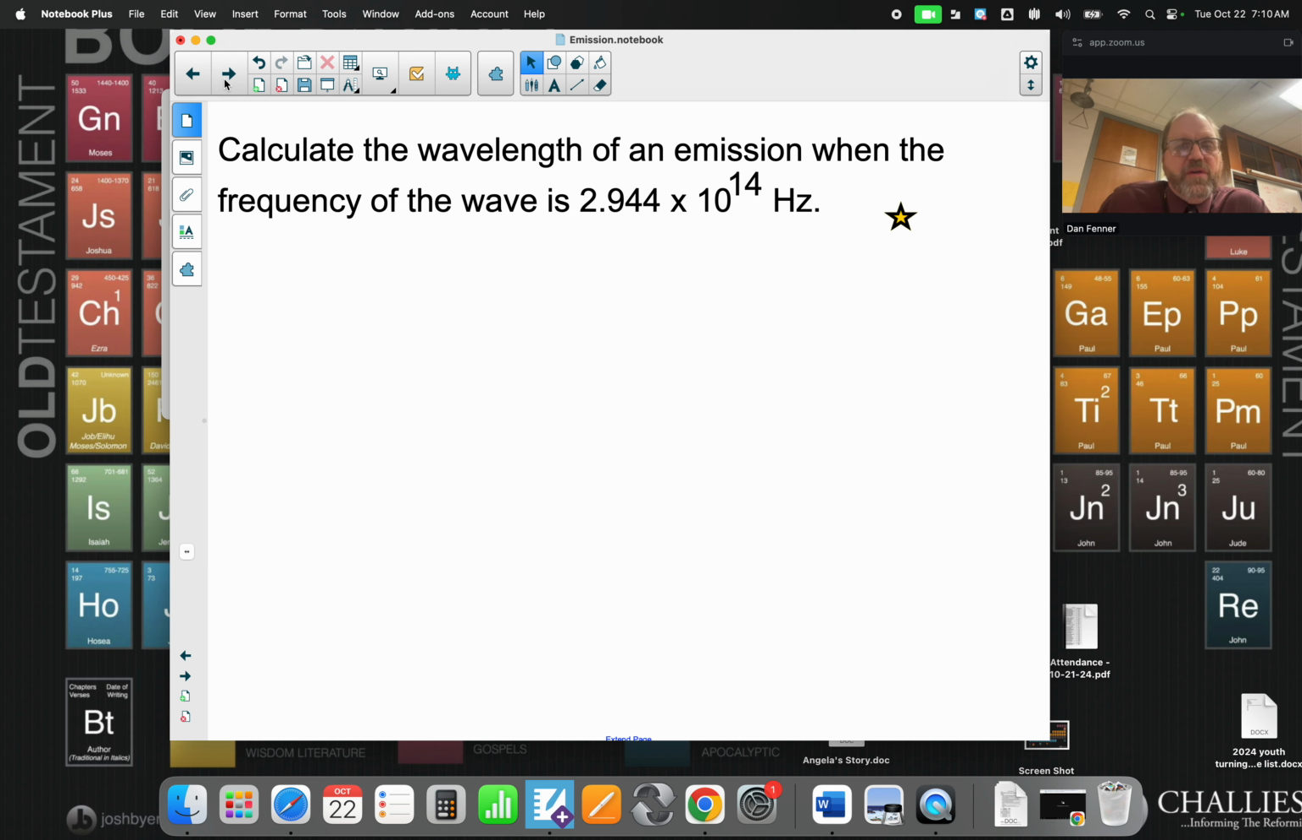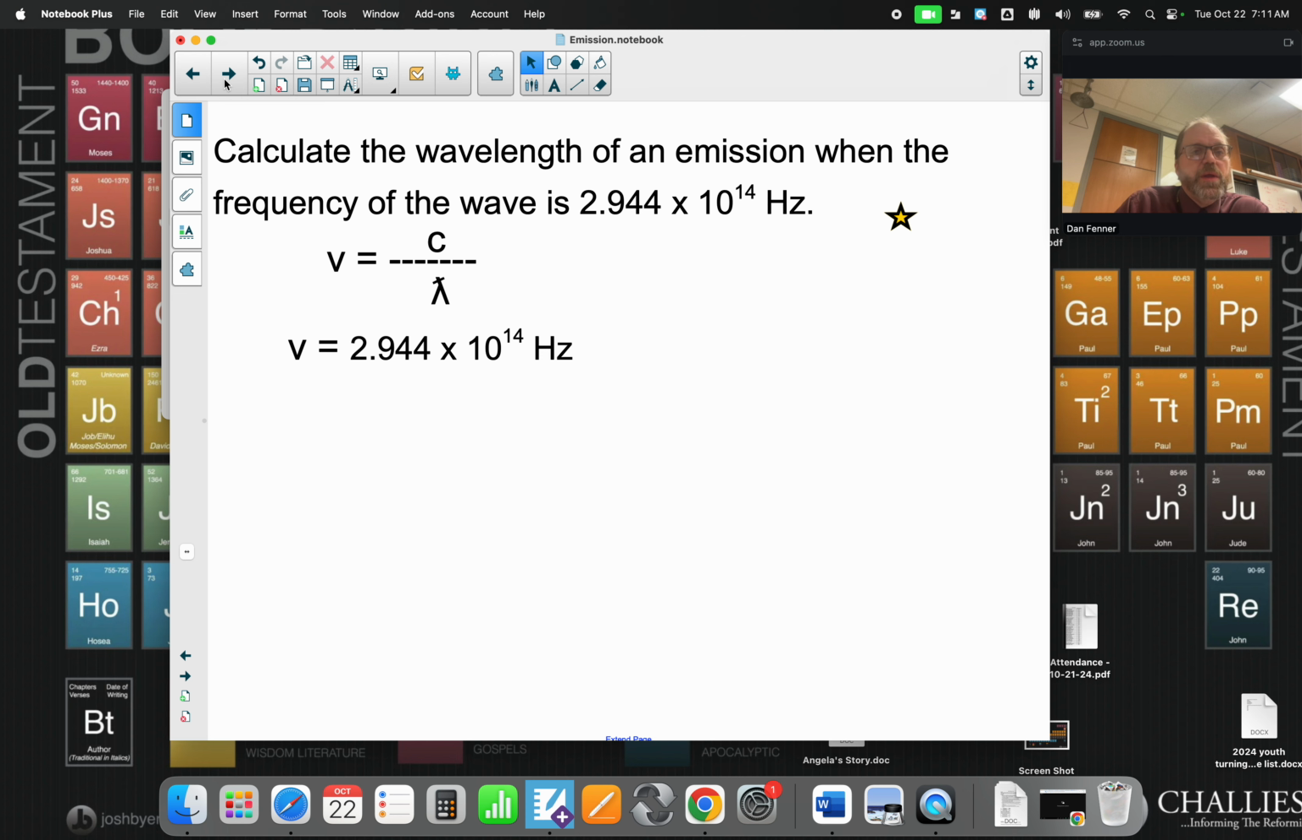Calculate the wavelength of emission when the frequency of the wavelength is 2.944 times 10 to the 14th hertz. So again, our equation here, what's new? C over lambda. New this time, we have the value, which is 2.944 times 10 to the 14th hertz. We want to convert that to per second because we're working with it. When I ask for a value, it's expressed in hertz. Whenever we work with it, it means per second. Okay, C again is 3 times 10 to the 8th meters per second.